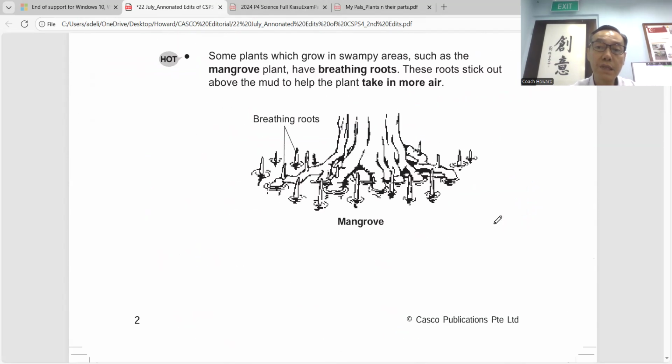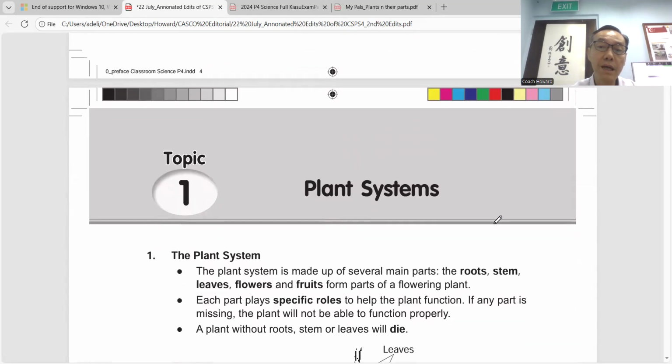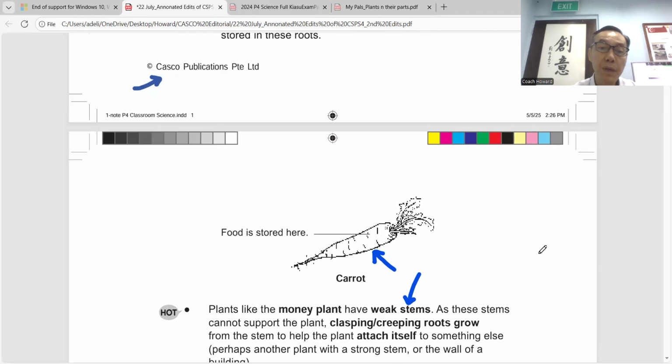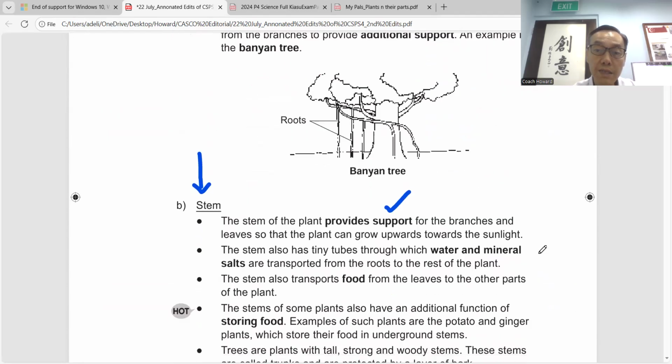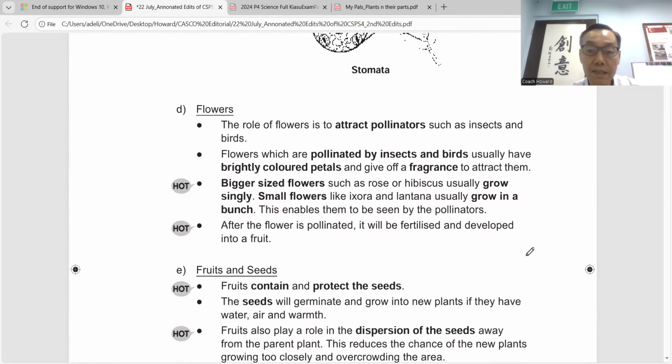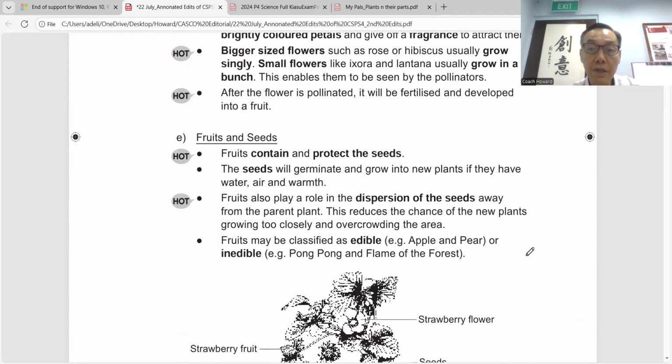So today for this class, primary 4, I did a fast review on the plant system, the parts of the plants, the function of the plants, and also in particular the function of the stomata. So I hope that you can enjoy the class.